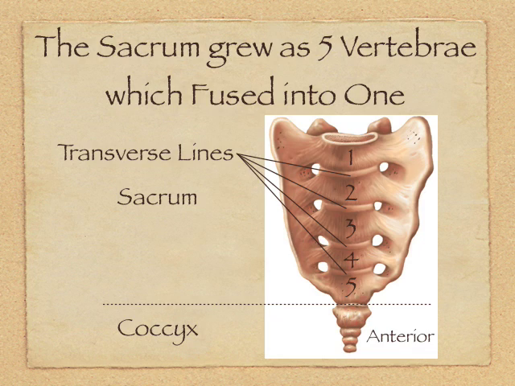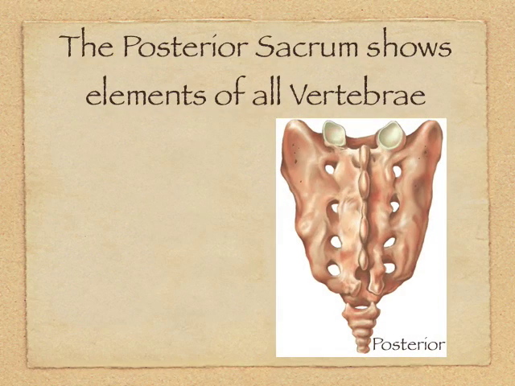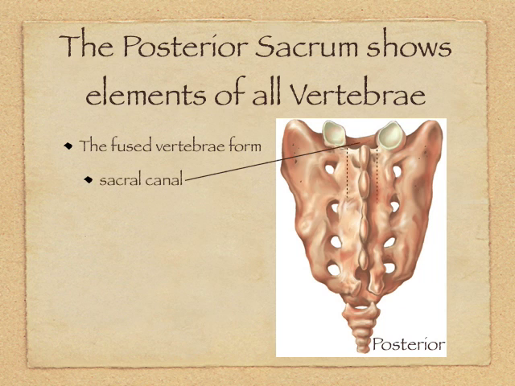On the posterior side of the sacrum, we see elements of all of the vertebrae in a fused form here. So what do we see? These fused vertebrae still form a canal. When we have separate vertebrae, all the vertebrae stacked one above each other, all of their vertebral foramen line up and create what we call a vertebral canal.